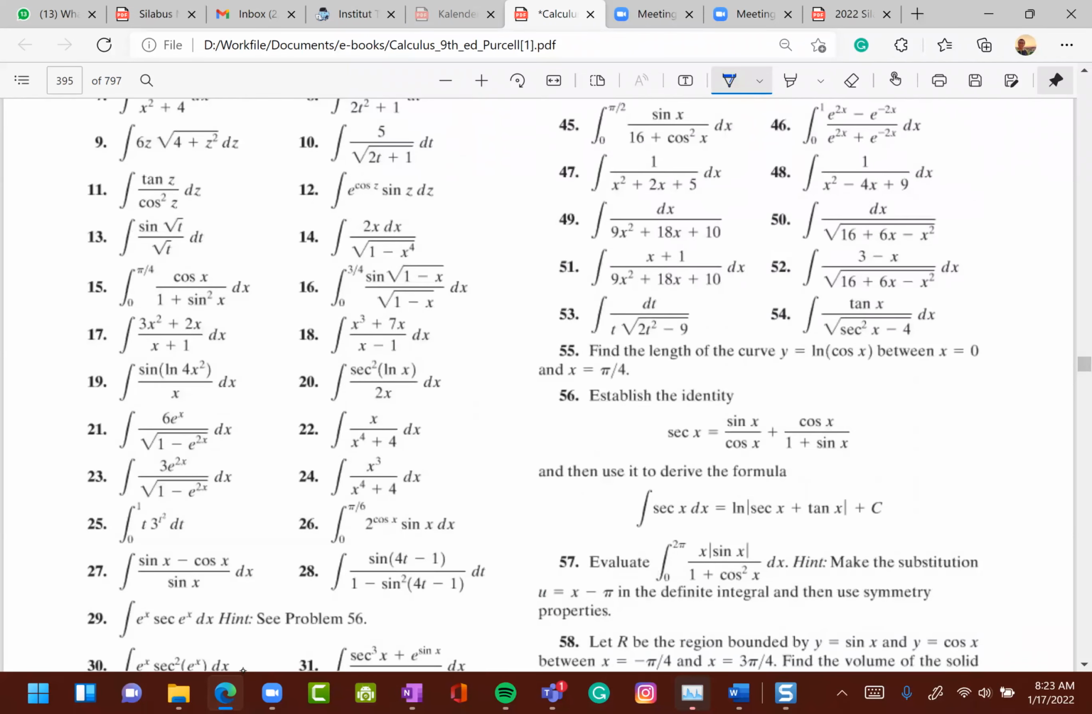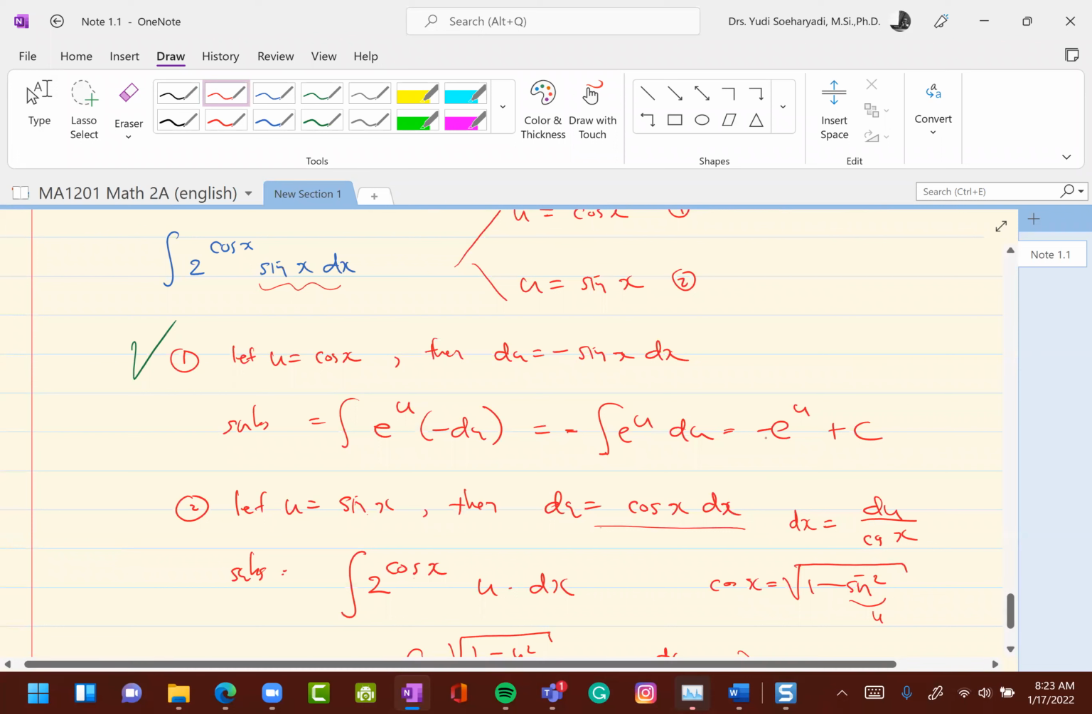Actually, sir, can you show the final answer for this? All right, so this is the final answer, right? But in terms of u, you just need to replace this negative e to the u here, which is cosine x.